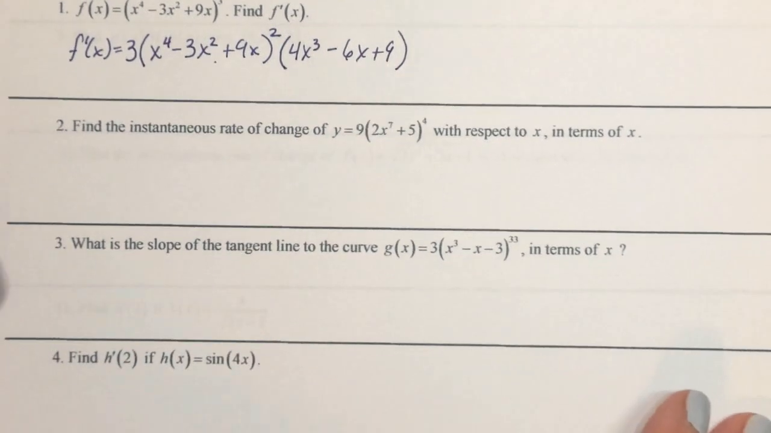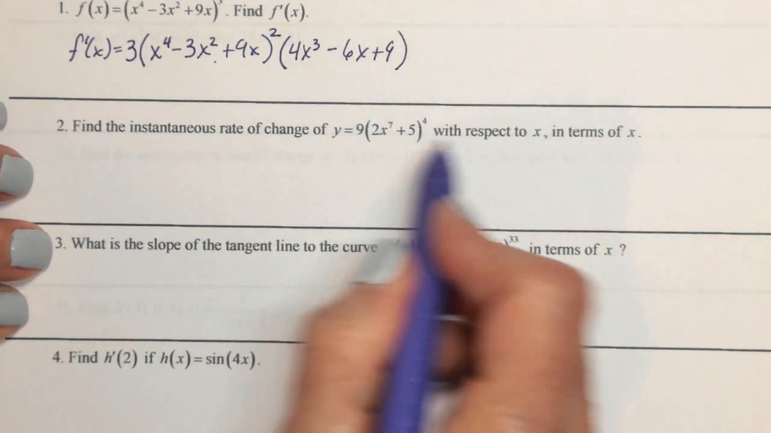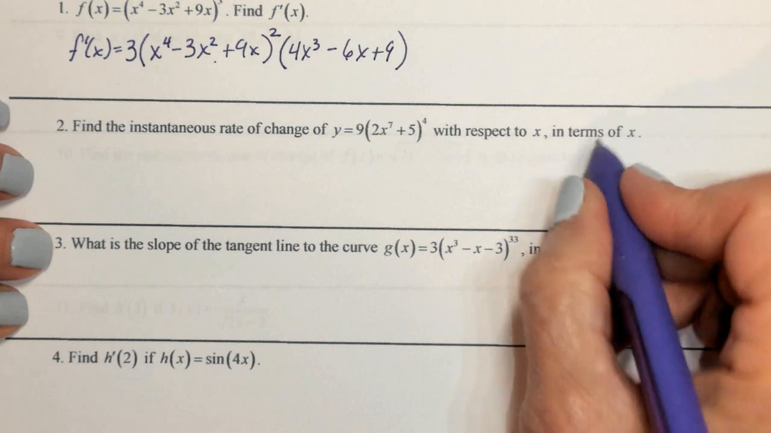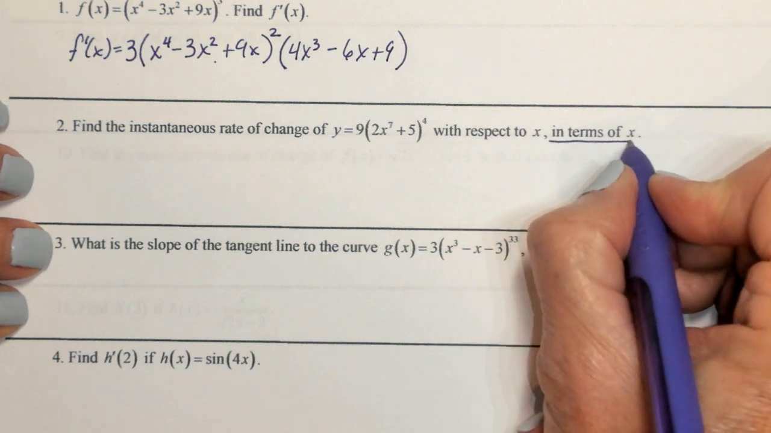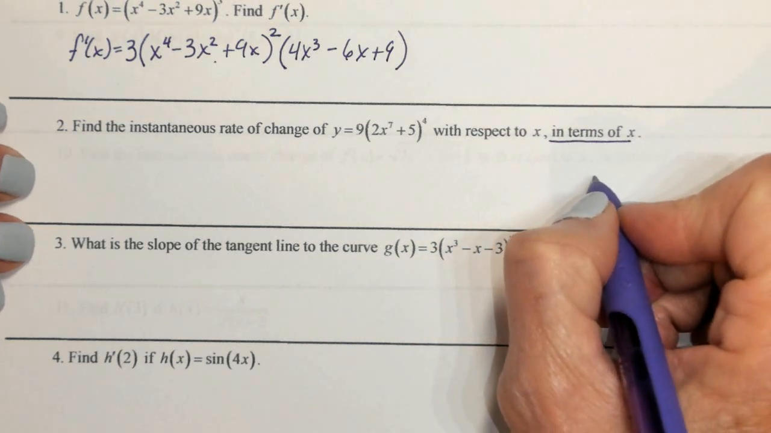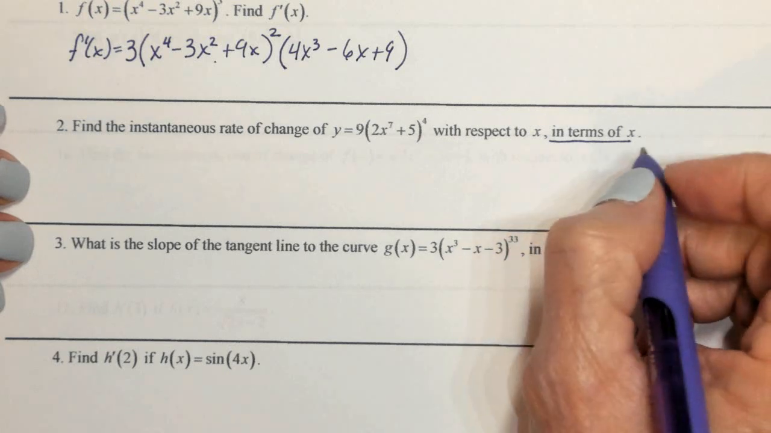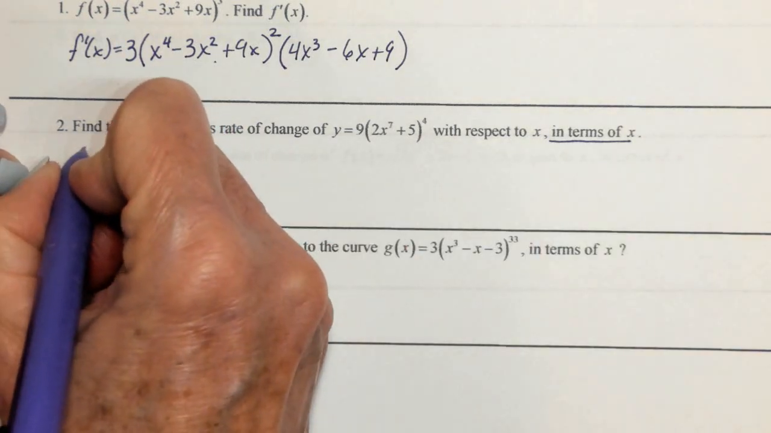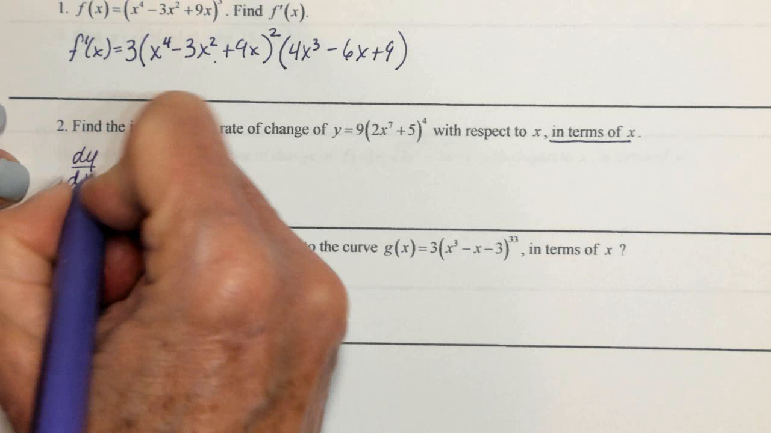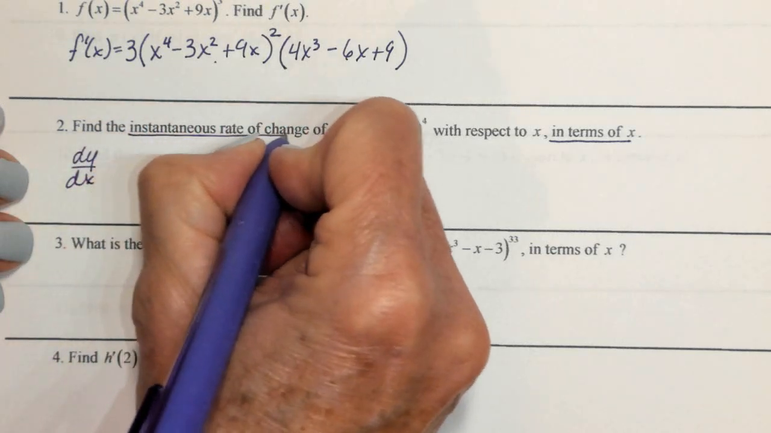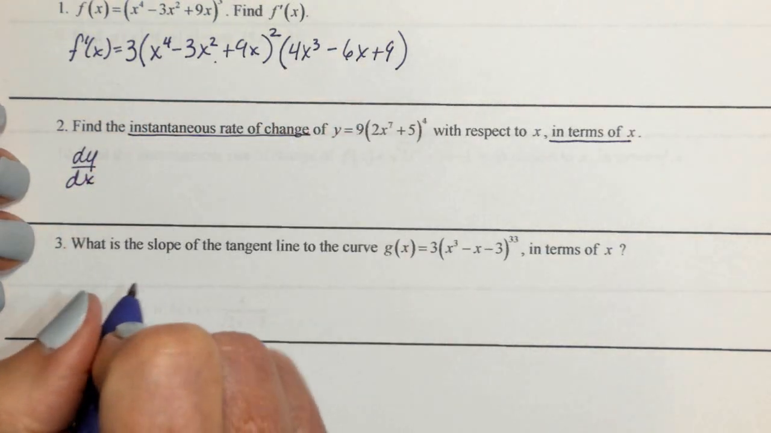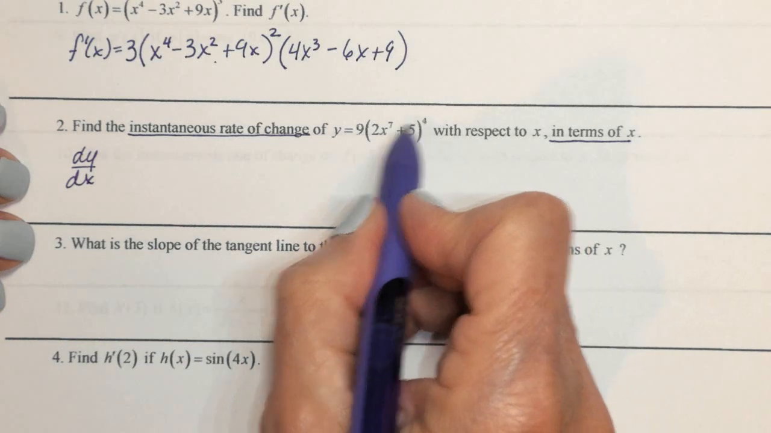Find the instantaneous rate of change of this function with respect to x in terms of x. That just means we will have x's in our answer, and only x's in our answer, no other variables. Instantaneous rate of change is IRAC. That's our derivative.